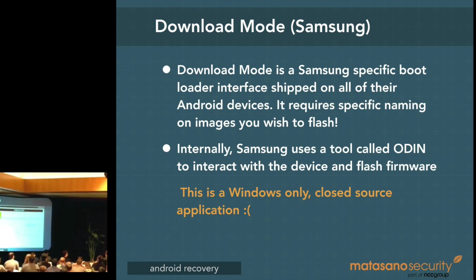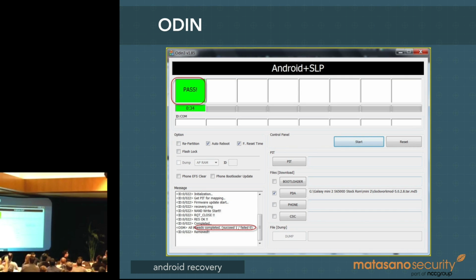So let's take a look at ODIN. This is a terrible piece of software, but sometimes you need it. Sometimes the device just won't work without this. We'll talk about the alternative coming up here. But this essentially takes in the file you want to flash and just pushes it right to the bootloader for you.